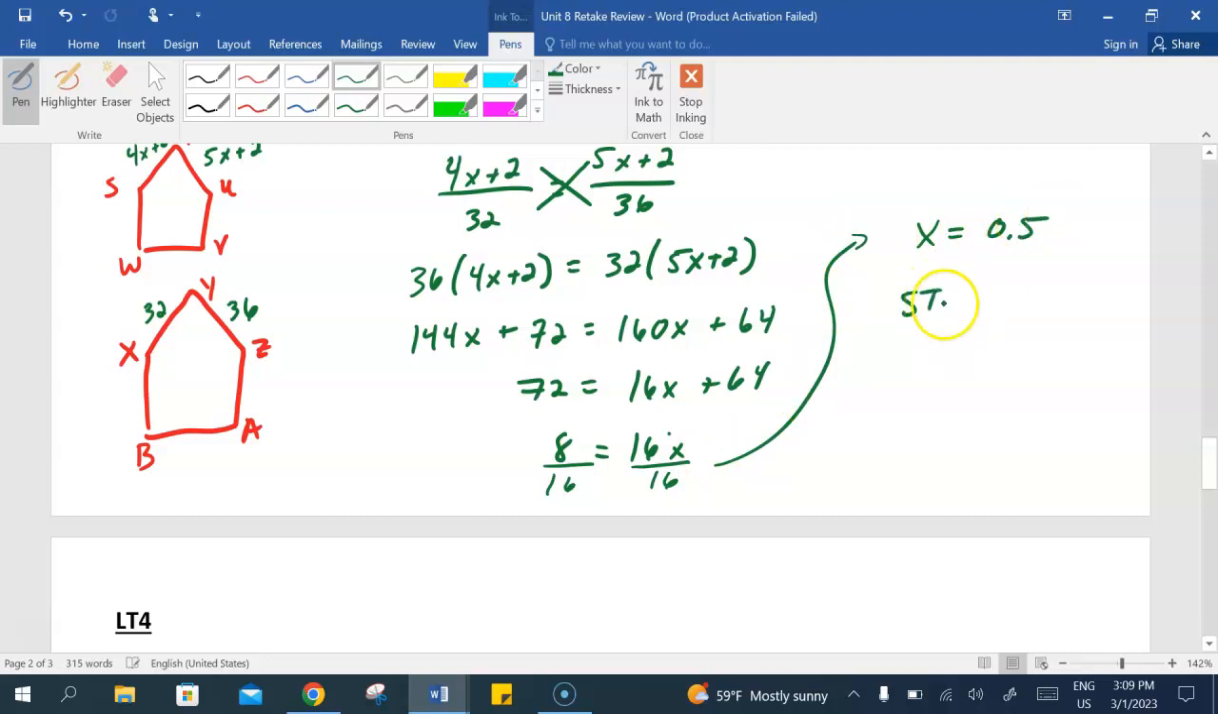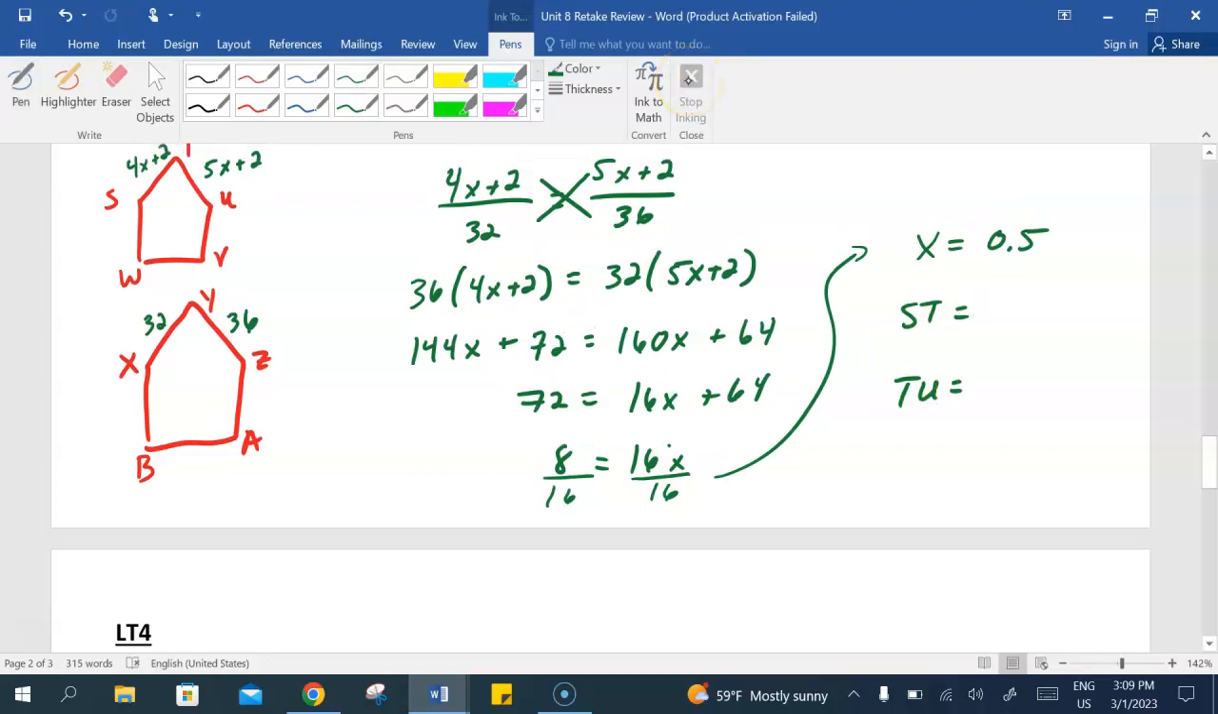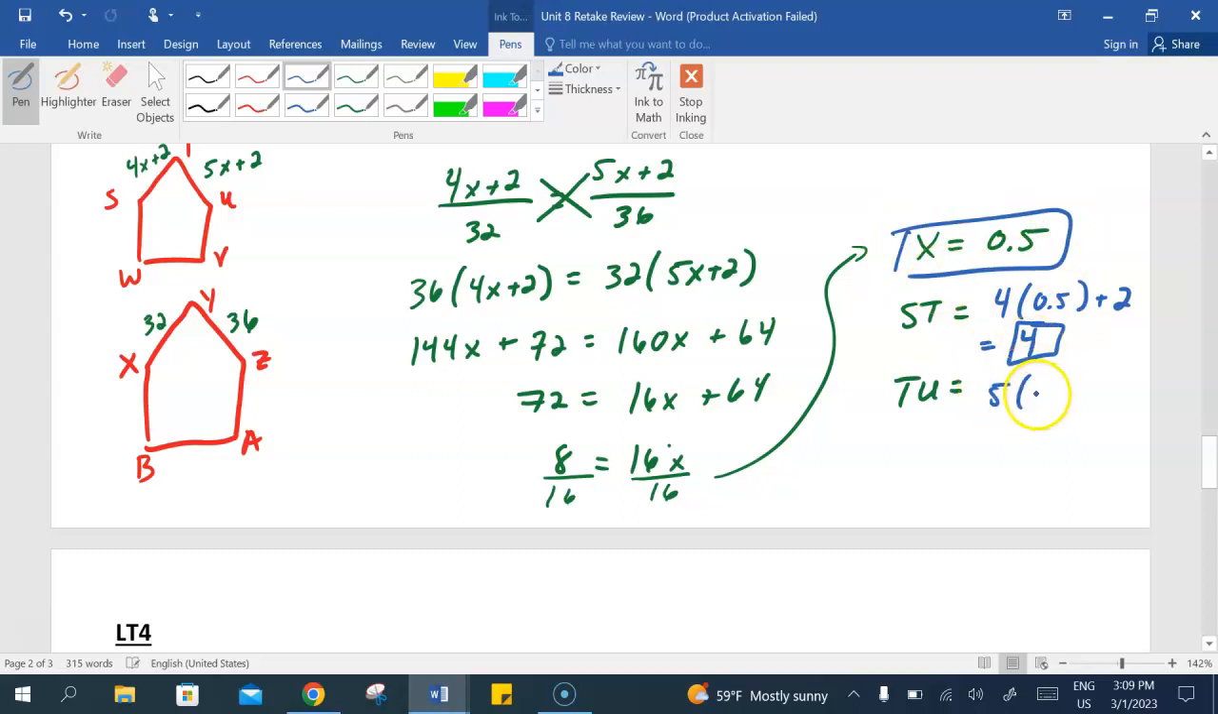Now we had to find ST and TU. ST, they gave us the equation 4x plus 2, so all you're doing is plugging x into that. So 4 times 0.5 plus 2 gives you 4. So here's one answer, and then TU is 5x plus 2. So 5 times 0.5 plus 2 gives you 2.5 plus 2, so that is 4.5. And I'm done.